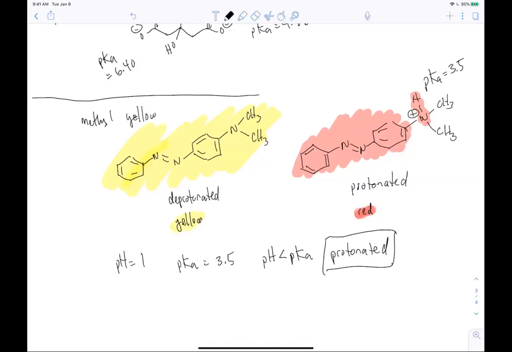Oh, wait, I have it backwards. I'm sorry. Yeah, in the deprotonated form, it's yellow. So what color is this thing going to be? Since it's going to be protonated, because the pKa is higher than the pH, then I know that the solution is going to be red.